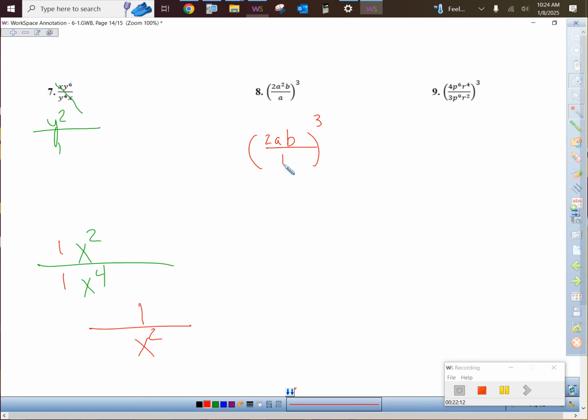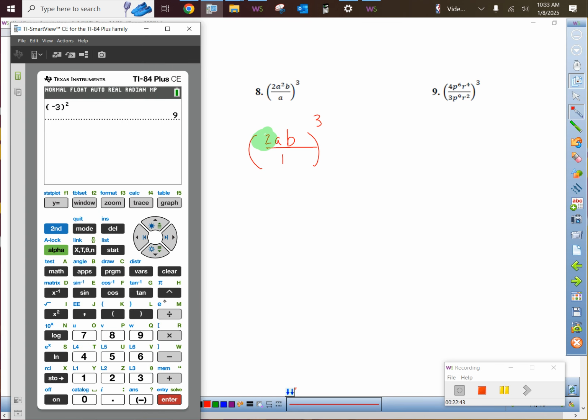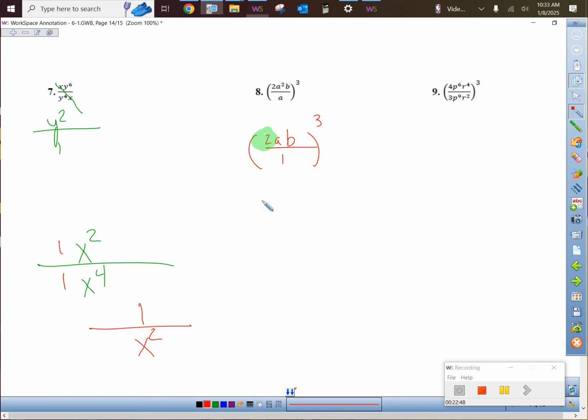So everything gets cubed, and watch out for him. He's the weird boy. He is not an exponent. He is a coefficient. 2 cubed. Talk to your neighbor. If you got to punch it in, that's great. What is 2 cubed? Is it 5? Is it 6? Or is it 8? This will tell you. 2 cubed is how much? 8.